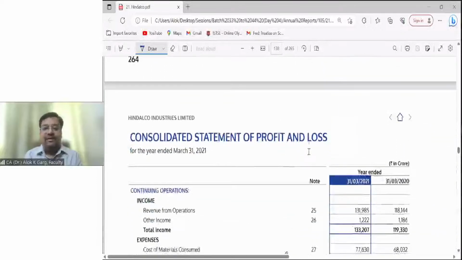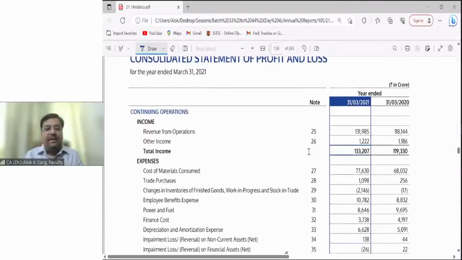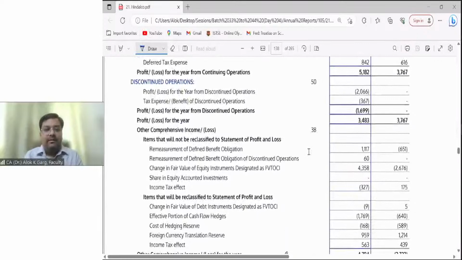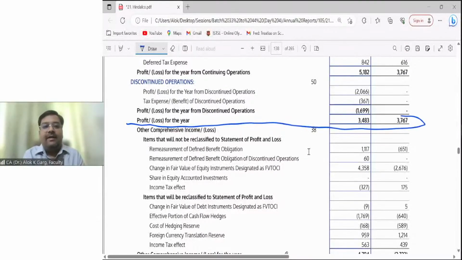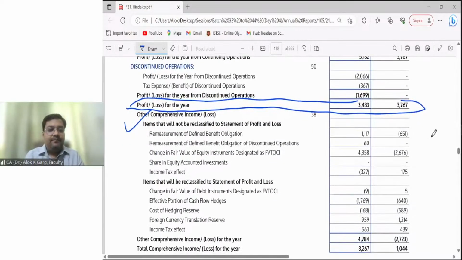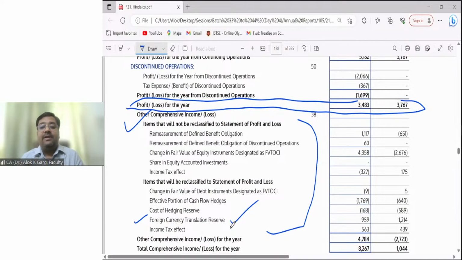This company has a foreign subsidiary, associate and joint venture. This is the P&L. You can see that this is the profit and loss for the year, right? So this will go to the retained earnings. And then there is a separate section for other comprehensive income. And when you look at this section, you will find foreign currency translation reserve. See, foreign currency translation reserve is in the other comprehensive income section, right? I am showing you the Hindalco Industries Limited annual report.